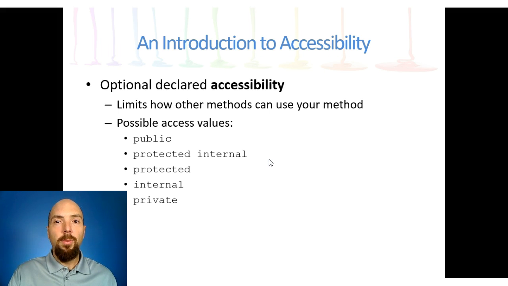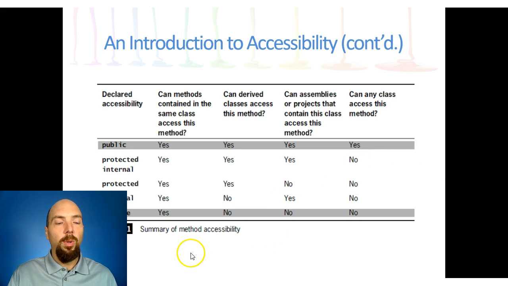Alright, so we have what's called accessibility. We can limit who can actually see or call our method and who can see the variables and so forth. Our possible values are public, protected, internal, and private. Now, by default, if I just simply make a method and I don't specify one of these, it will automatically make it private, which means that nothing else can actually interact with it. Alright, so what do these mean?